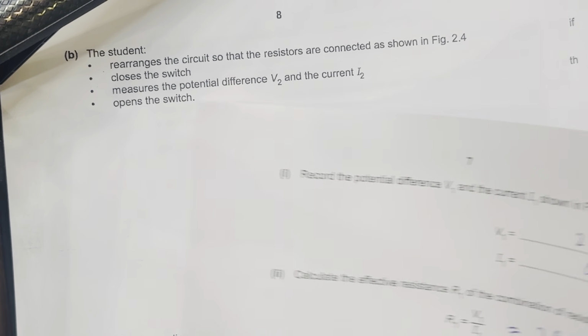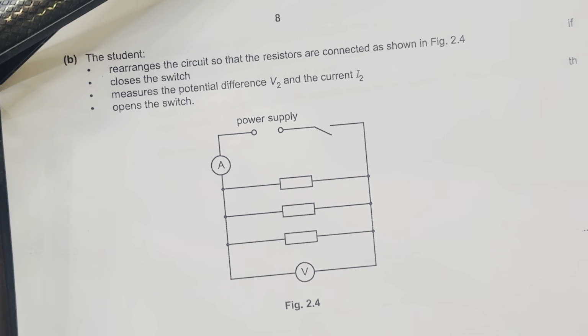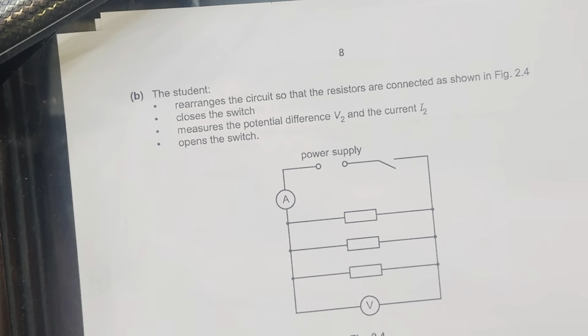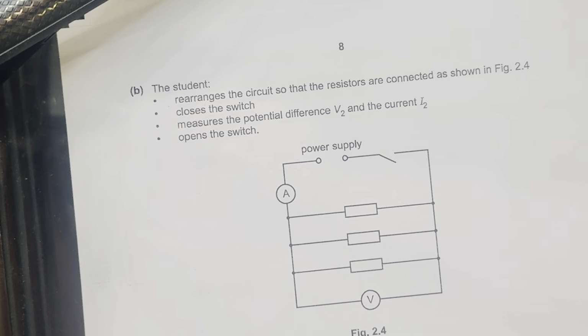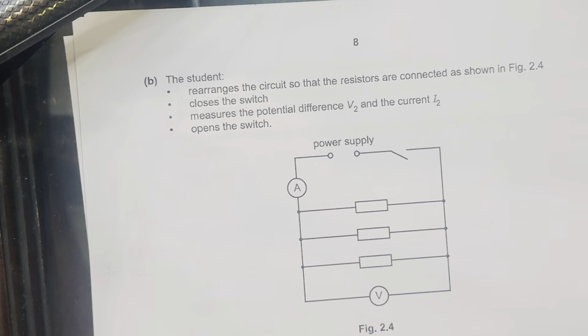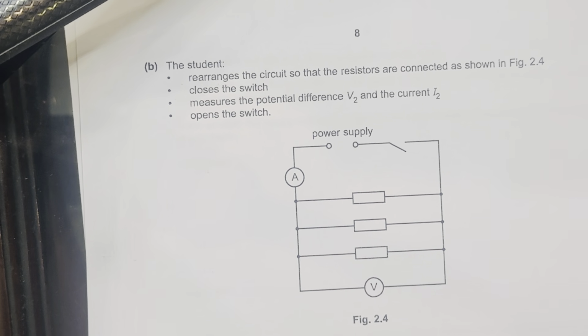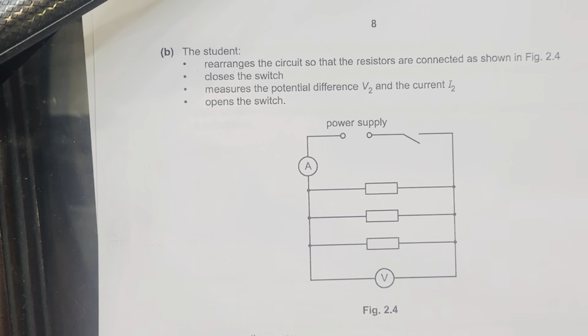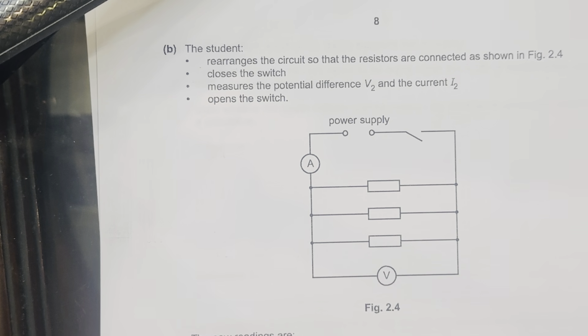Now we will move to the next part, that is the B part. The student rearranged the circuit so that the resistors are connected as shown in figure 2.4. Close the switch. Measure the potential difference V2 and the current I2. Then open the switch.